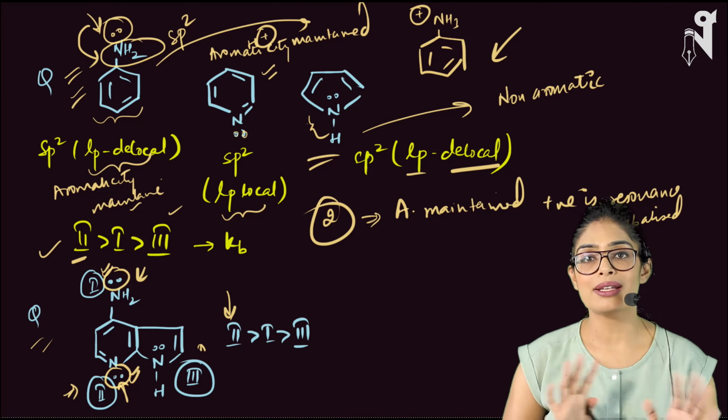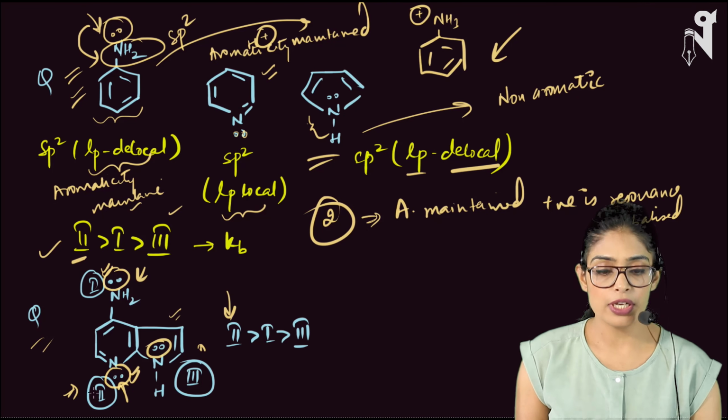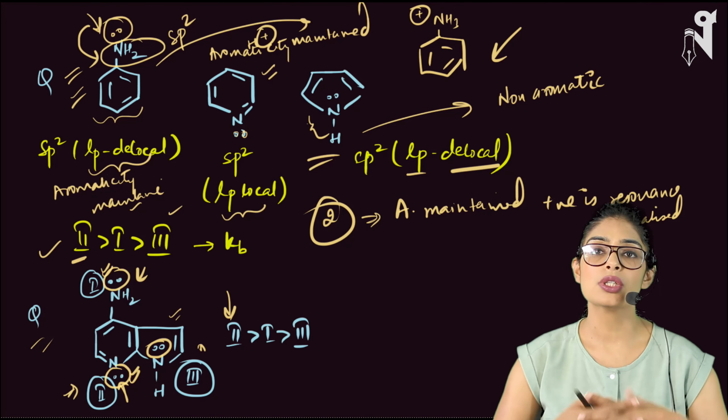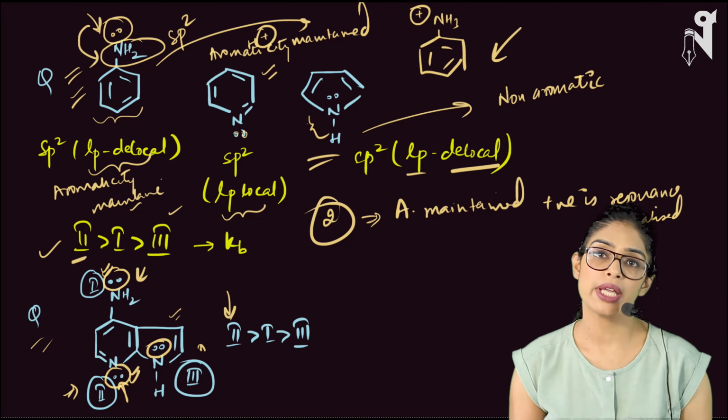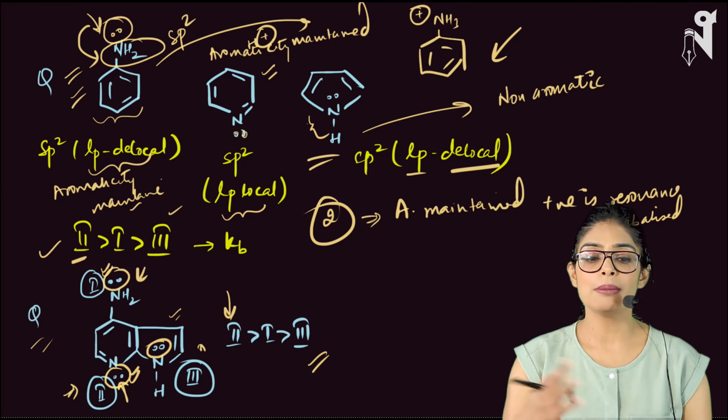In both the cases, aromaticity is not being destroyed, whereas in the case of the third, the pair of electrons is delocalized and the aromaticity is breaking. Aromaticity is lost if this lone pair is shared with the H plus. So the third is going to be the least basic. Again, this is the same example.